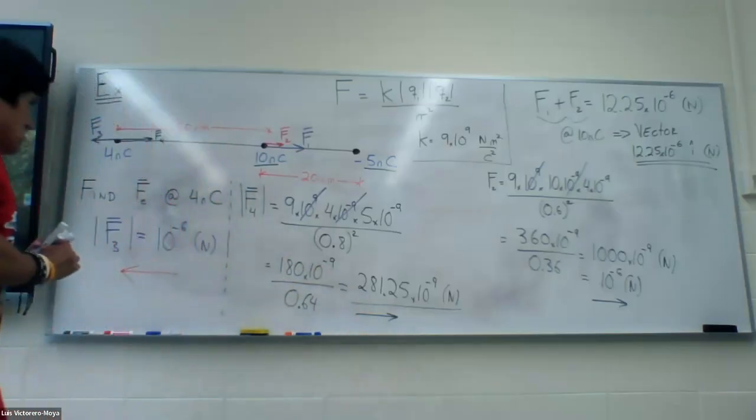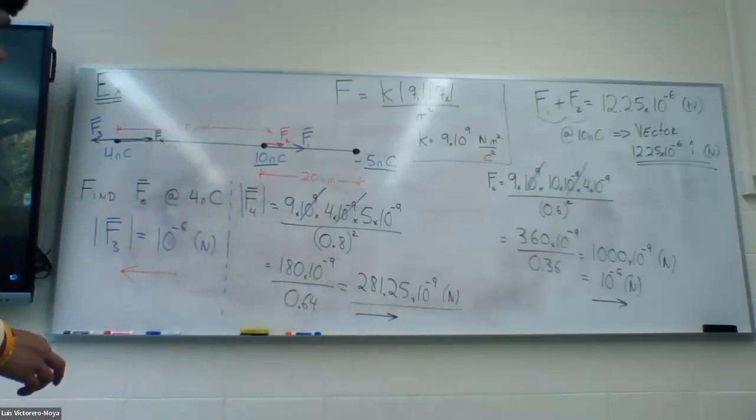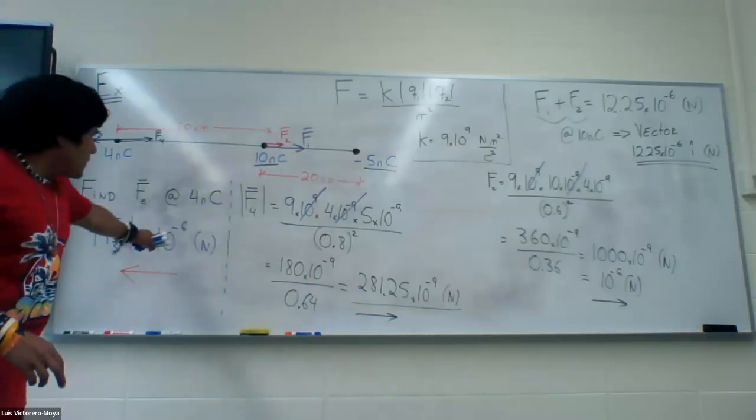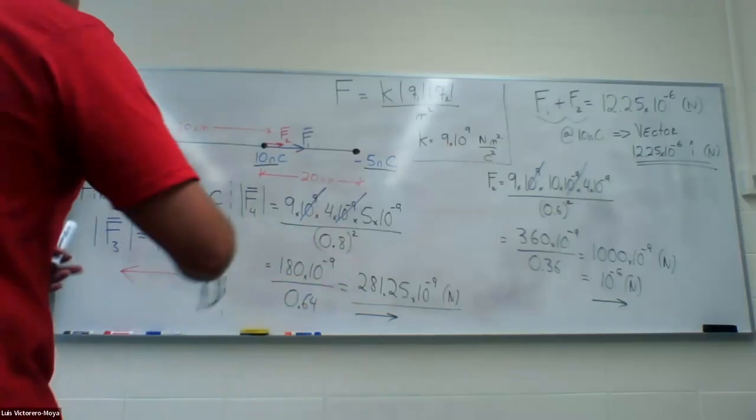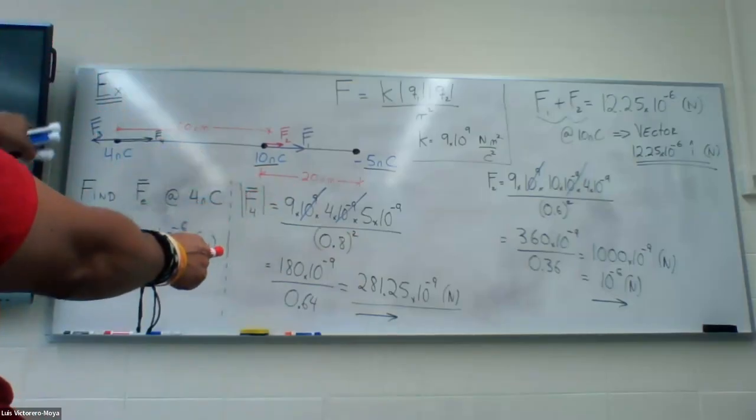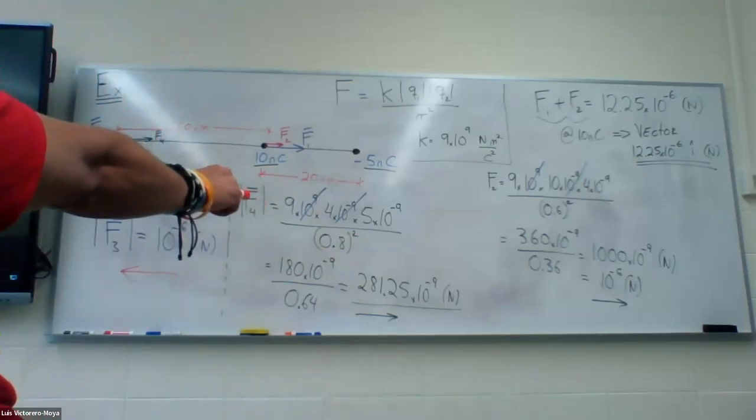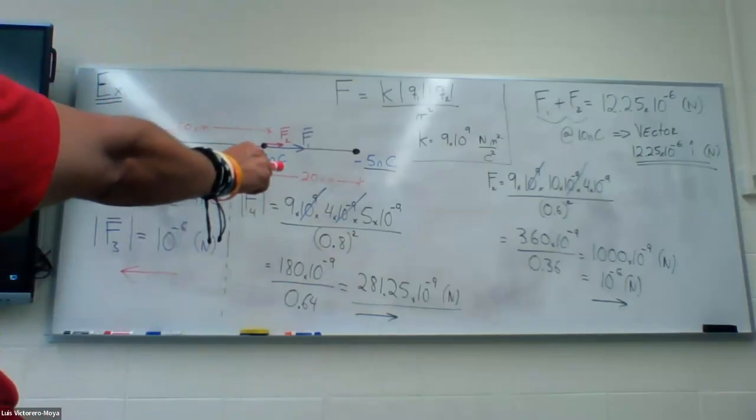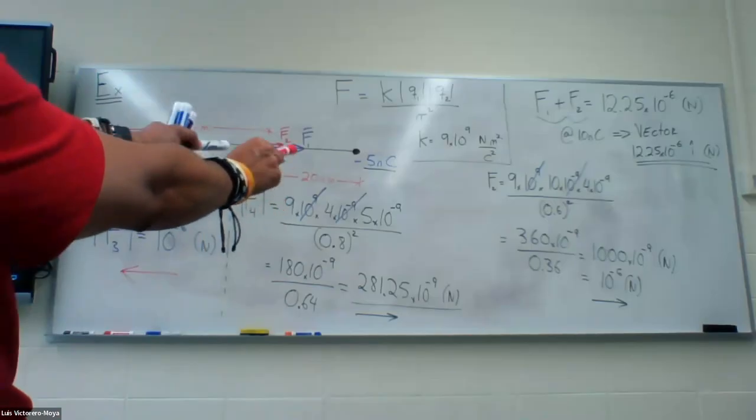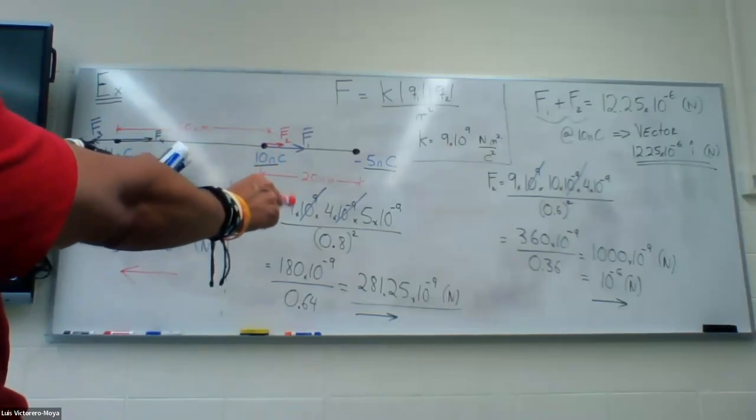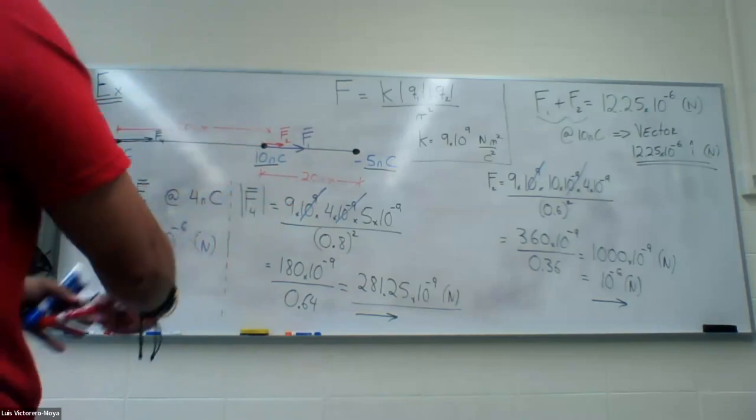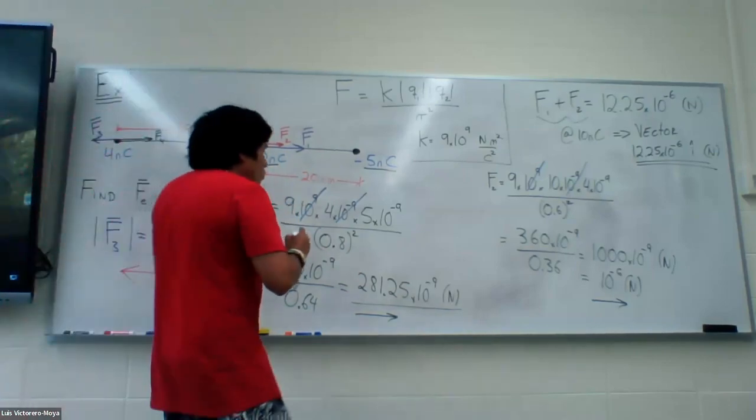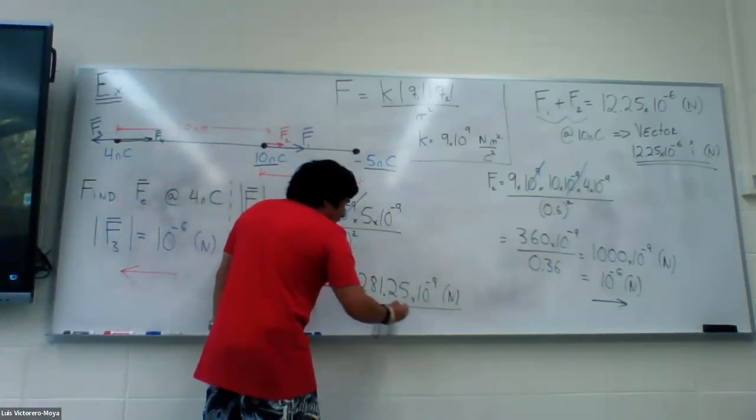So that's 10 to the negative 6. Let's use some math, okay? Because how do you subtract that value with that value there? That's 10 to the negative 6 newtons. That's 281.25 times 10 to the negative 9. So I'm going to take that number and change the 10 to the negative 9 to 10 to the negative 6. How? How do you change this to 10 to the negative 6?